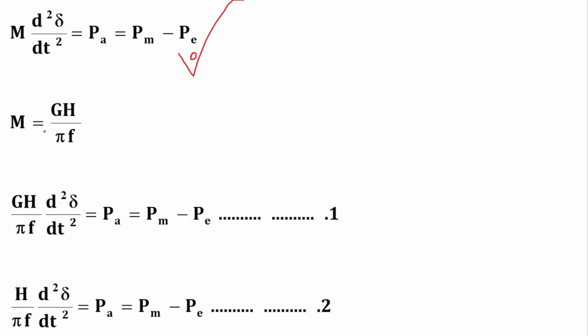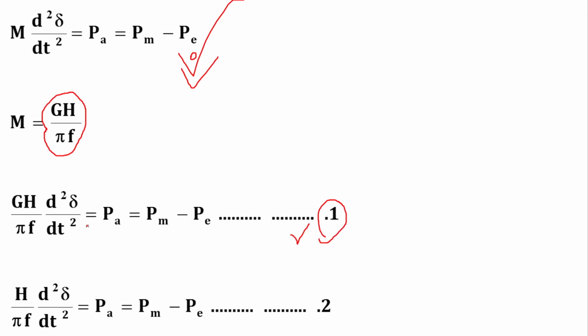Now, we can put the value of M, which is equal to GH upon pi f. So, another format for the swing equation is like this: GH upon pi f d square delta by dt square is equal to Pa is equal to Pm minus Pe. This is our first equation in terms of radian.